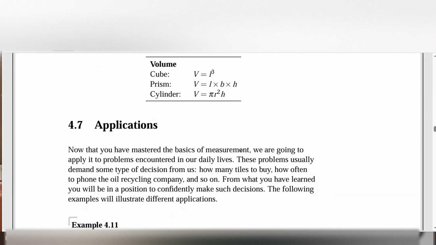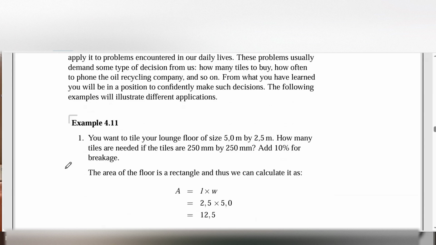Okay, so we have mastered the basics of measurements. So we need to apply the problems that I encountered. Okay, example number 1. You need to tile your lounge floor that is measuring 5 meters by 2.5. How many tiles will be needed to tile? If the tiles are 250 by 250, you must add 10% for breakage. So step number 1, you need to get the area that needs to be tiled, which is 5 multiplied by 2.5. This gives us 12.5 meters squared.